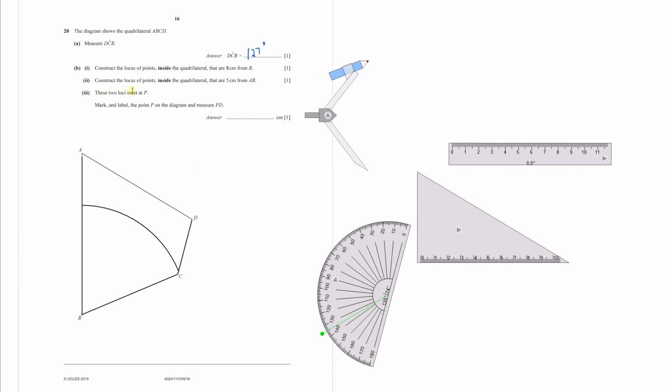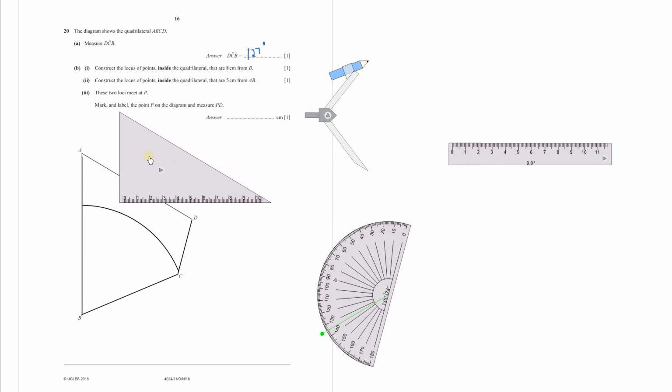The next part is construct the locus of points inside the quadrilateral that are 5 centimeters from AB. So 5 centimeters from AB means that you have to draw a parallel line to AB that is 5 centimeters away and inside this quadrilateral. So I can use my set square. You have to make sure that you align your set square with this line so that your distance is always perpendicular at a 90-degree angle. Now I can place it at 0 and I have to go 5 centimeters away. So the 5 centimeter point will be here, right here.